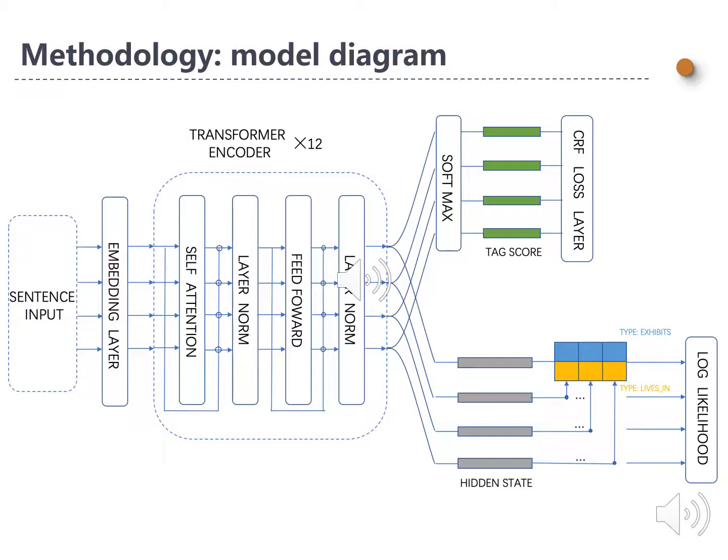We feed the final state of each token to the softmax classification layer over the tagging set. The conditional random field, CRF, layer takes the sequence of output score vector from the softmax classification layer.